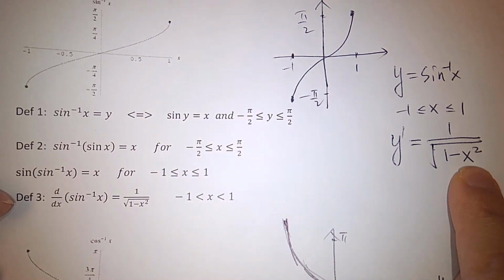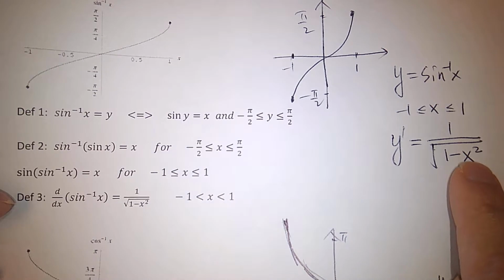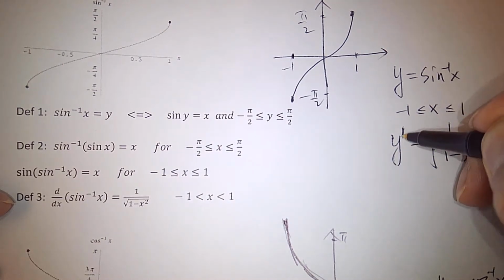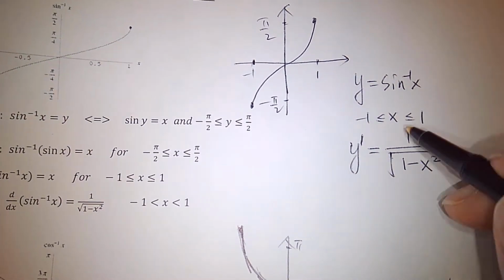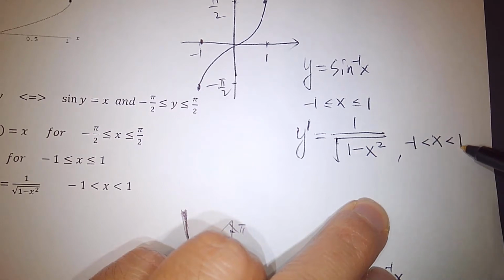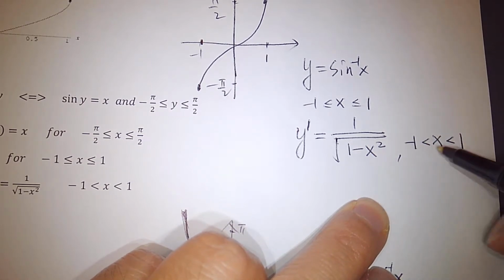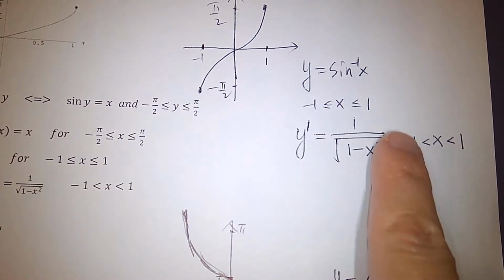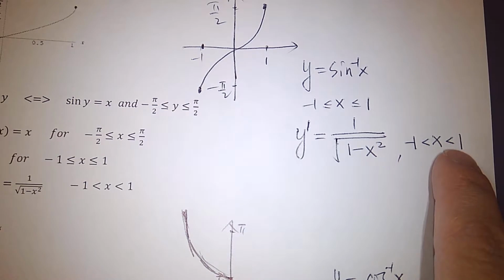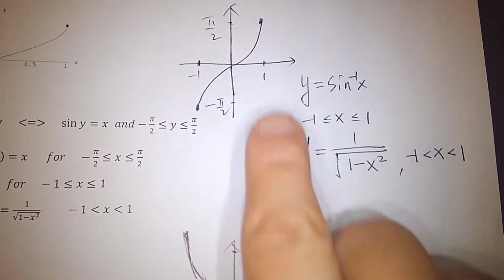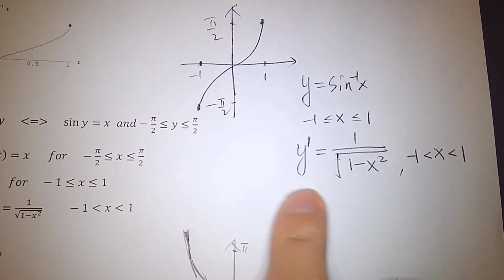Here this x cannot be 1 or -1, because if x equals 1 or -1, it will make the denominator equal 0. So for the derivative, this x must be between what? -1 to 1 with no endpoints. Not like the inverse sine function itself. For the derivative, we have to get rid of the two endpoints, -1 and 1. So this is the inverse sine function. You briefly know the picture, and then you know the derivative.